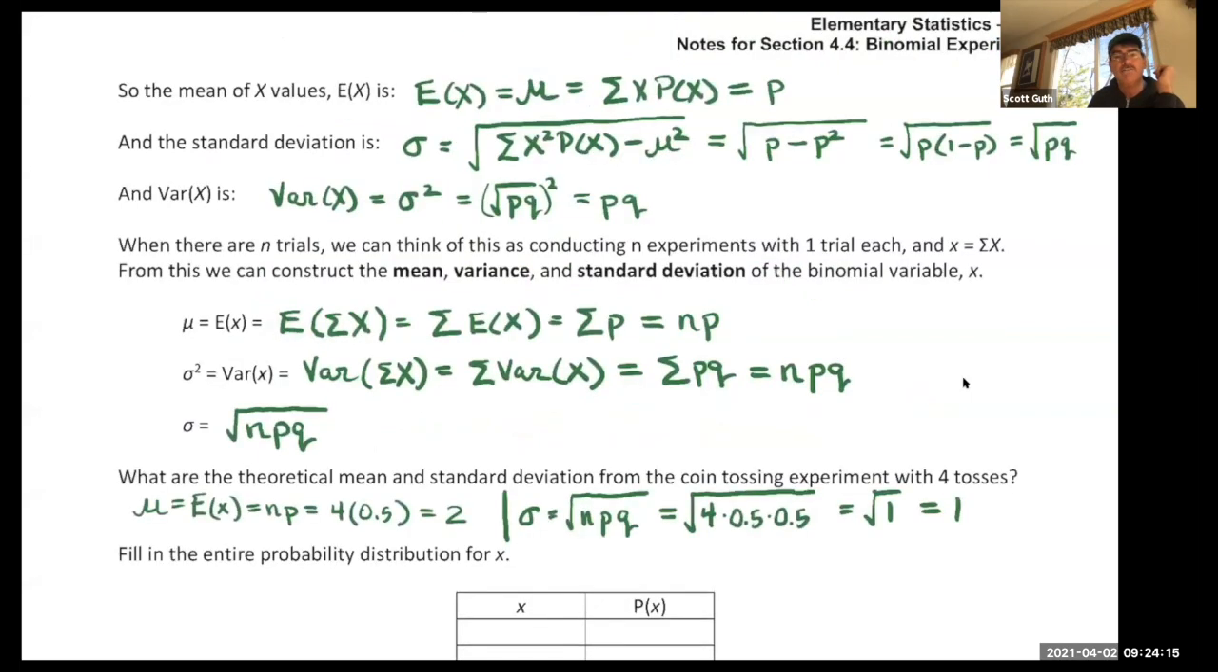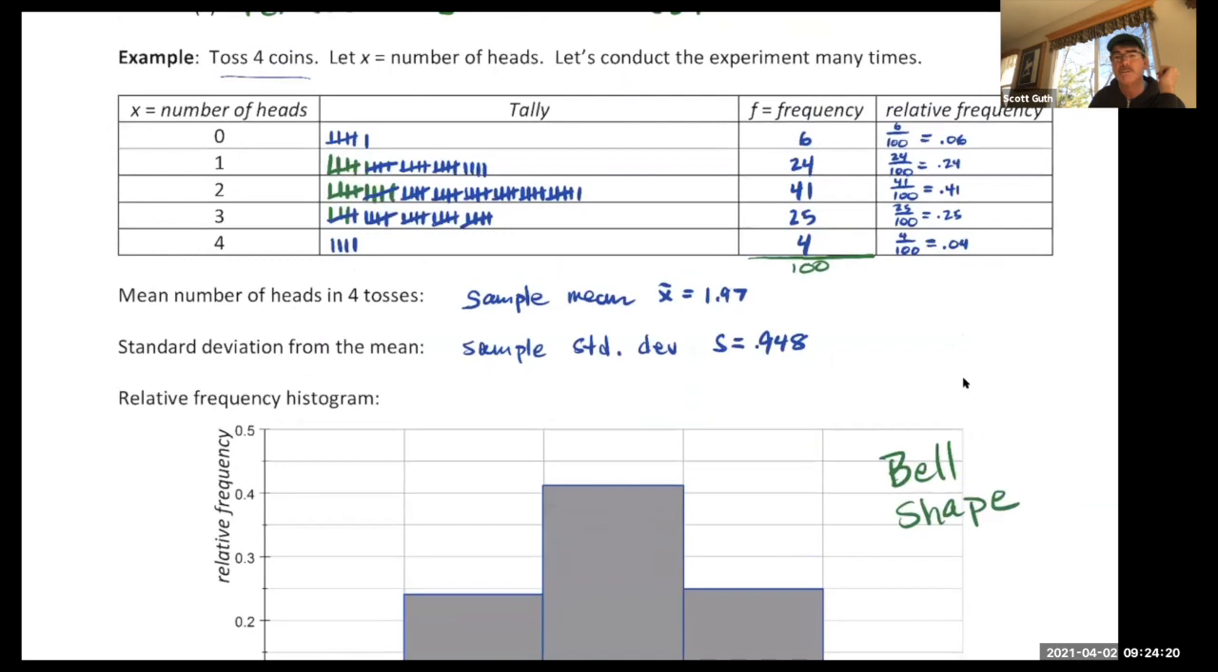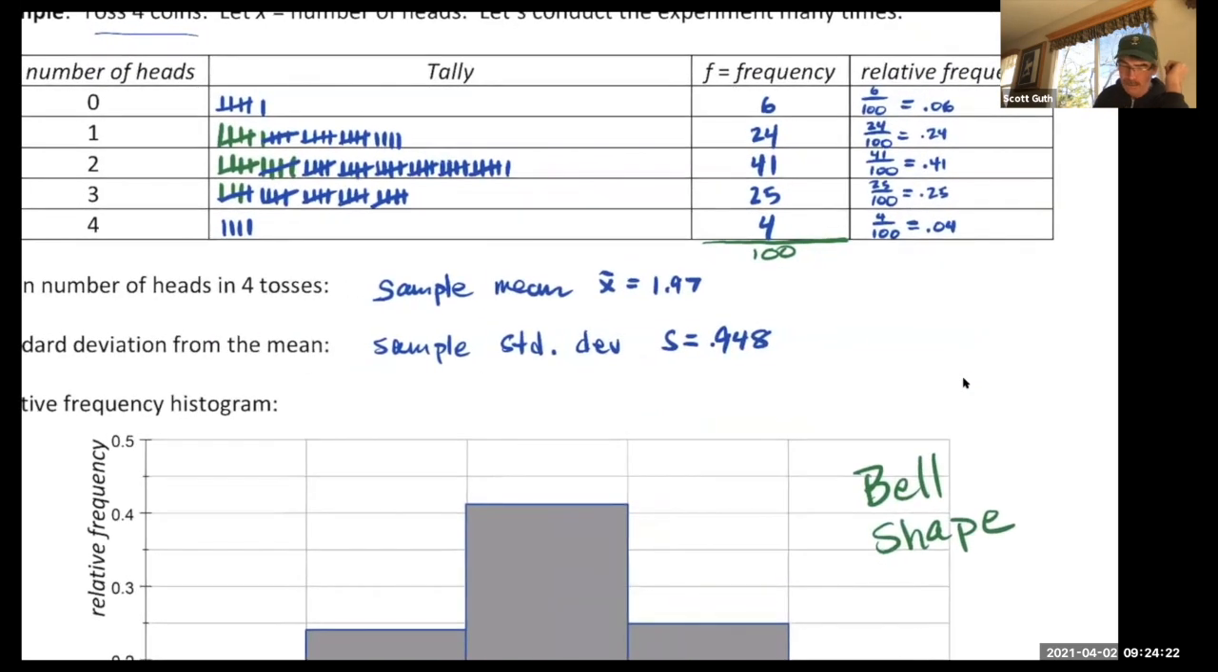Got it? And if you go back to the actual trials that we did at the beginning last time, the mean from the sample of trials was almost 2. And I expect the longer we go with this, the closer we get to 2. Again, the standard deviation we expect to be 1. It's almost 1, and again, I expect it to get closer to 1 as I increase the number of times I run the experiment.